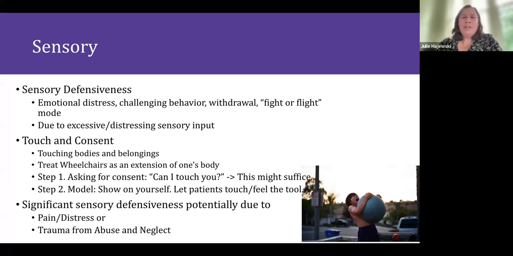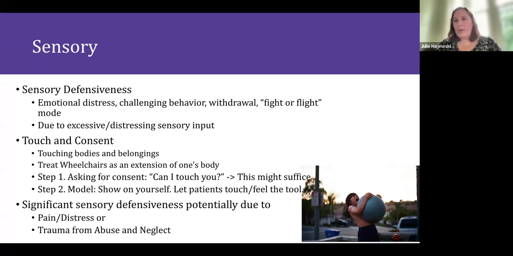Sensory defensiveness is a big thing and it is real. It is that challenging behavior, that emotional distress that happens when there is excessive input. And it is often manifested as a fight or flight response. If you can understand that at the get-go and realize that this person is not a behavioral challenge or doesn't like you, if you can understand that that fight or flight is coming from sensory input challenges, it can be life-changing to your practice for taking care of these individuals.